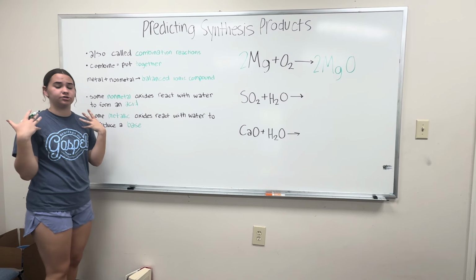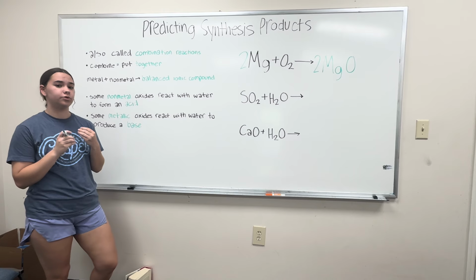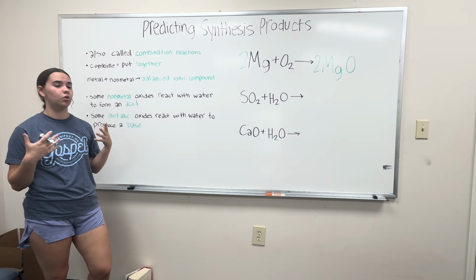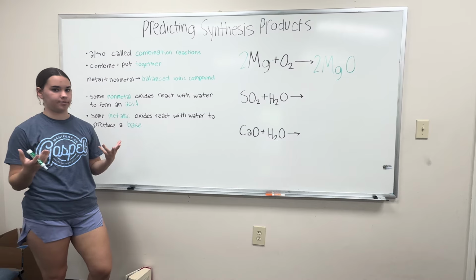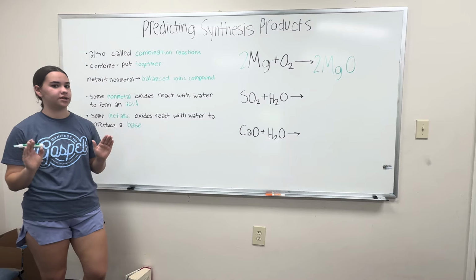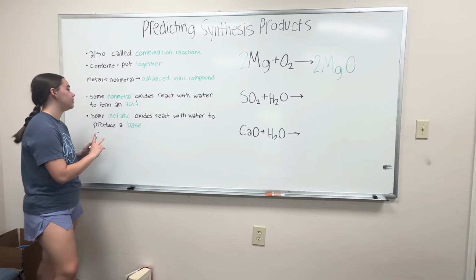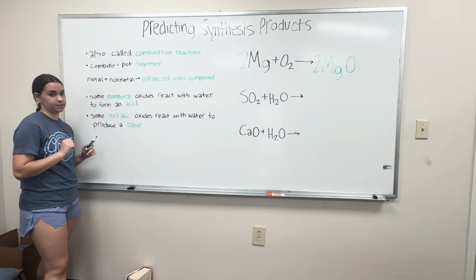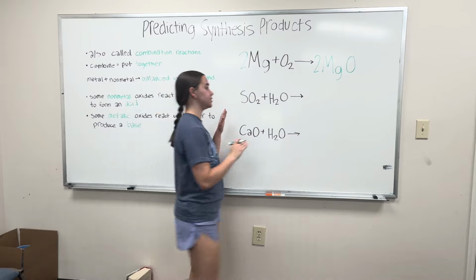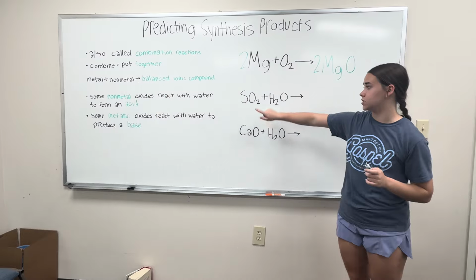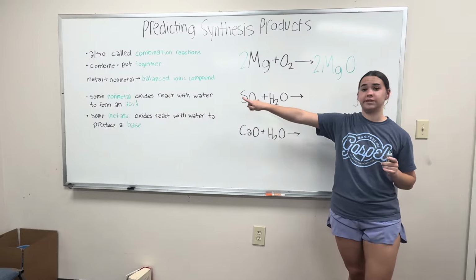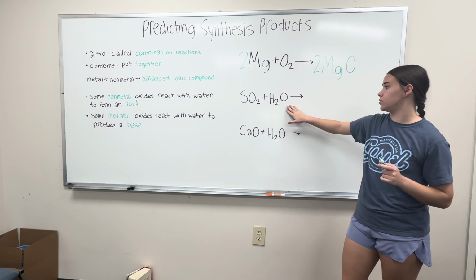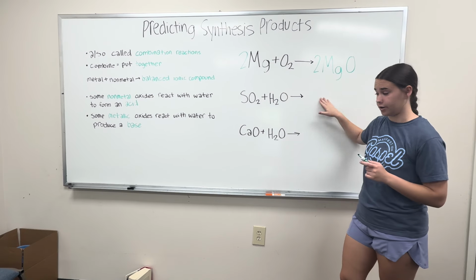Now, this is a bit trickier of a thing. You really just need to understand the concept of this. We'll do a practice problem for each, but this requires more knowledge than what you probably have in your chemistry class right now, which I'll explain in a second. But first, some non-metal oxides react with water to form an acid. We're going to use this example right here, where we have sulfur and oxygen, which is a non-metal oxide because sulfur is a non-metal, and it's going to react with water to form an acid right here.